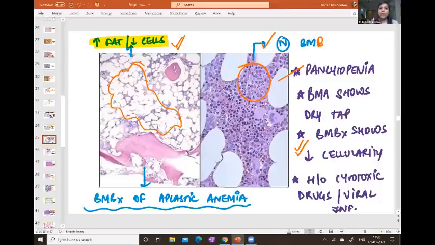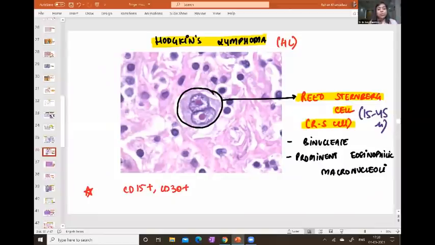So this is how we identify aplastic anemia. Next. Okay, this is one of my favorite images, students, because I always predict that this image can be asked in your exams. It is one of the most important images in hematology, which you should know, and that is of a Reed-Sternberg cell. This has been asked a lot of times previously also, a Reed-Sternberg cell.